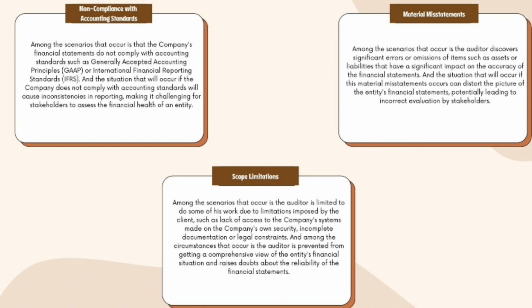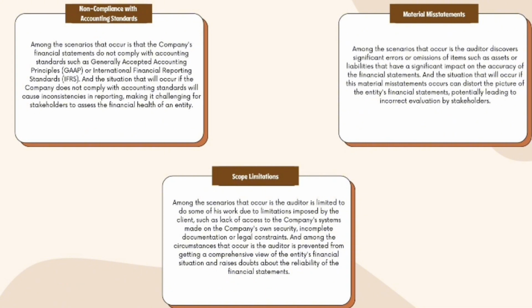And second is material misstatement. Among the scenarios that occur is the auditor discovers significant errors or omissions of items such as assets or liabilities that have a significant impact on the accuracy of the financial statements. The situation that will occur if this material misstatement occurs is that it can distort the picture of the entity's financial statements, potentially leading to incorrect evaluation by stakeholders.